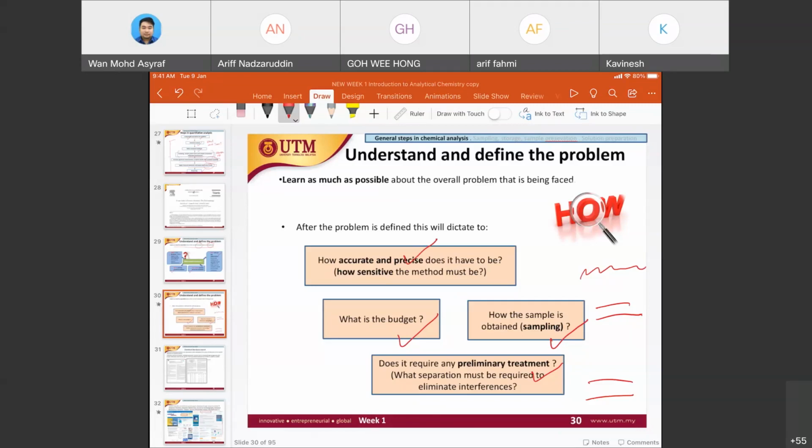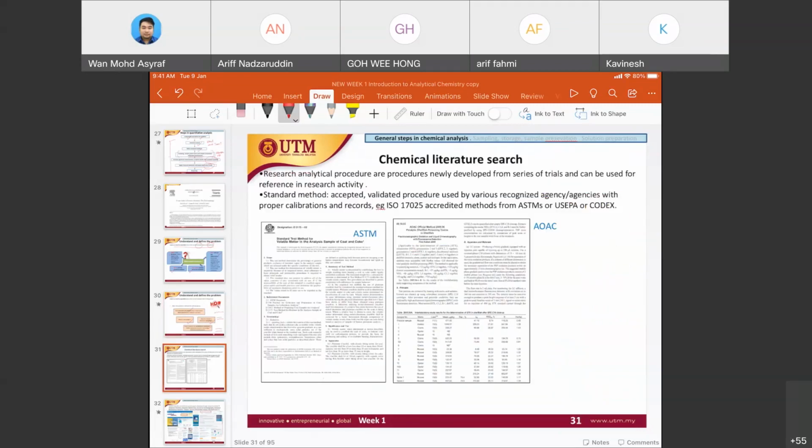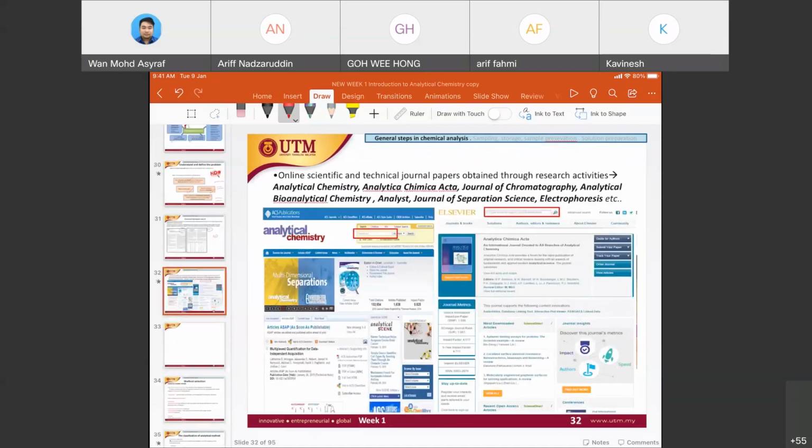Okay? Alright. So this is chemical literature search. So you have ASTM here, you have AOAC. I think that ISO pun sama. You boleh guna juga ISO untuk find an approved method lah. Okay. These are the technical ataupun scientific journals that you can try, kalau you are interested lah.